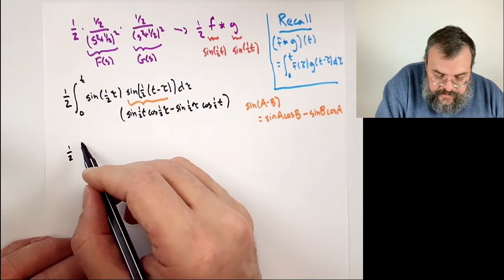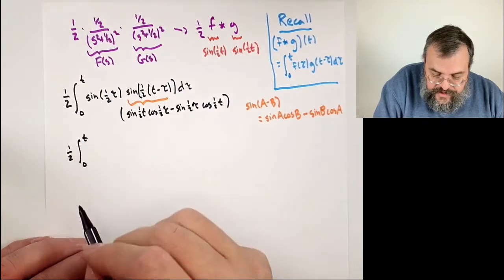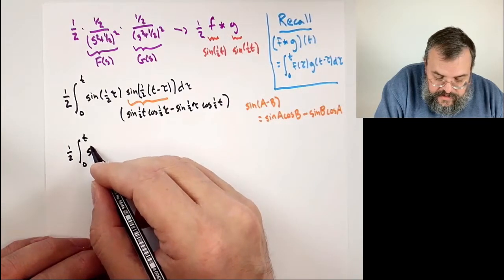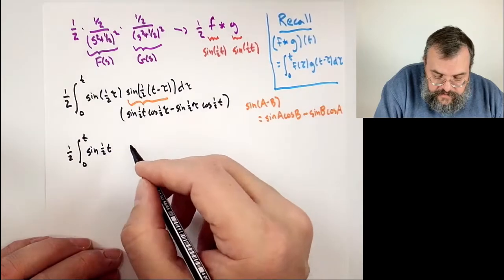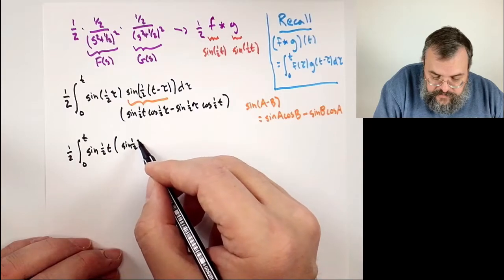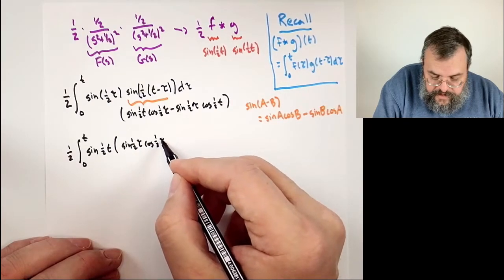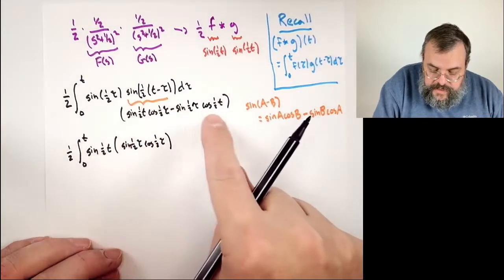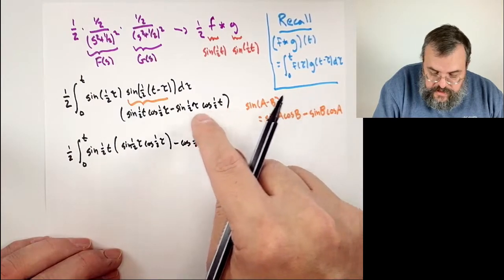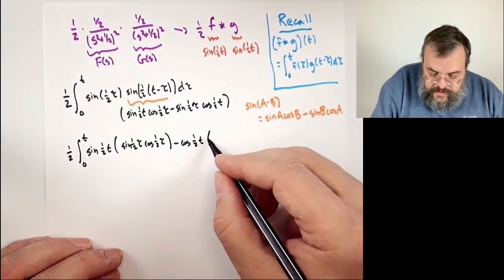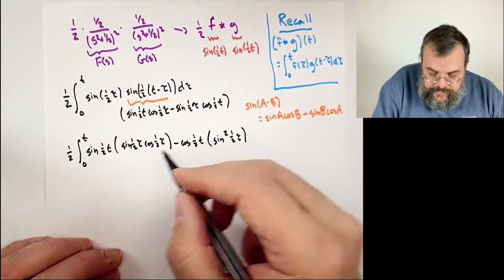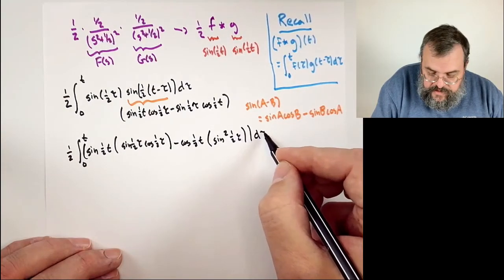So we have 1/2 integral 0 to t, and well, we have sine of 1/2 t, and then we have this expression, sine 1/2 tau cosine 1/2 tau. We'll come back to that. And then we have minus cosine 1/2 t, and then we have sine squared 1/2 tau. And we're doing this integral d tau.